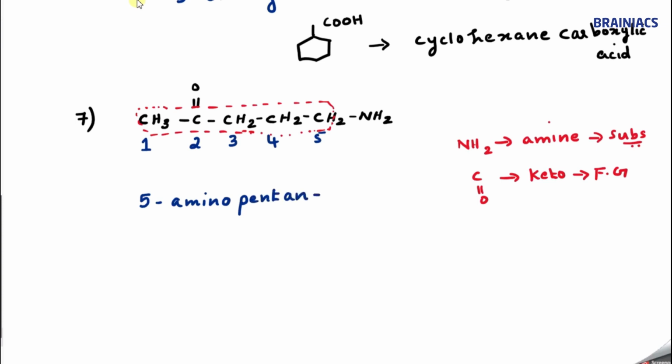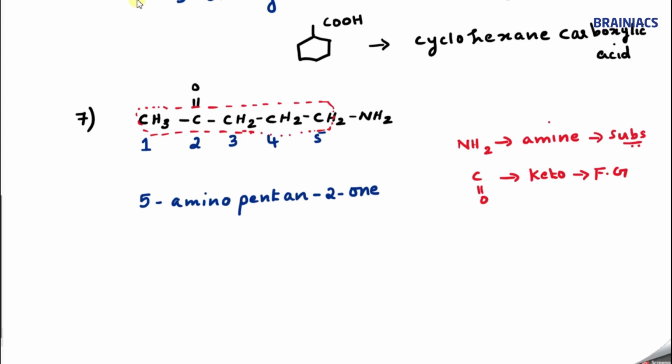Pentane. At the second position you have the 2 degree suffix, that is "one". For the carbonyl group, we use the term "one". So 5-aminopentan-2-one is the answer for this question. Okay, any doubt? I hope it is clear for you. If you have any doubt, feel free to ask.